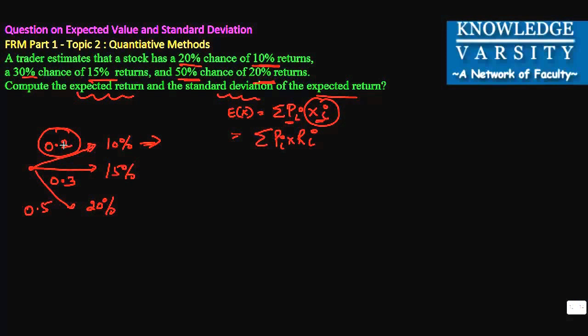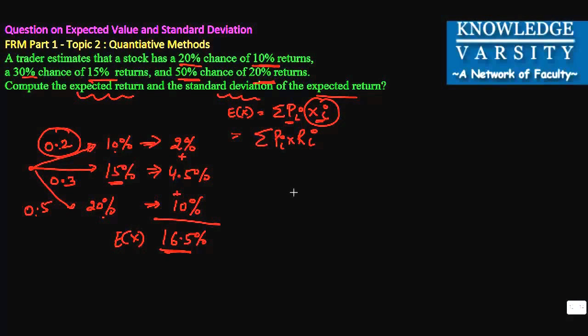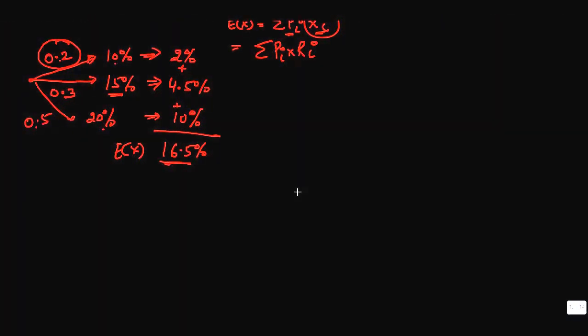So we have to find 0.2 into 10, which is 2%, 0.3 into 15, which is 4.5%, and 0.5 into 20, which is 10%. Then we add all this up, and it is 16.5%. So what we have found is the expected value. Now, how do you compute the standard deviation?